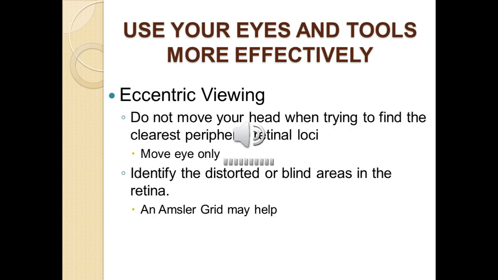Okay. When we're teaching people eccentric viewing, one of the natural inclinations people have is to move their head one way or the other to try to find the clearest peripheral area. We call them the peripheral retinal loci. And so a lot of patients will say, you know, my mother had this, and I always remember she always had her head turned way to the left when she was watching TV. Well, she was trying to use eccentric viewing. And that is a good way of doing it. We do find that if people will learn to just move their eye over to the side, sometimes that can be a more effective, more efficient way of always finding the good spot. It's also a little easier on the neck.